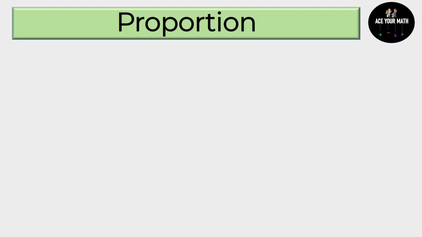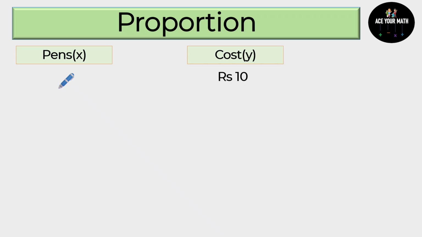Now let's take the example of pens and their cost. Let's say the cost of one pen is rupees 10. Now, if I want to buy one more pen of the same type, then I need to pay rupees 20. Okay, now if I increase the quantity more, this time I want to buy 3 pens, then I need to pay rupees 30.